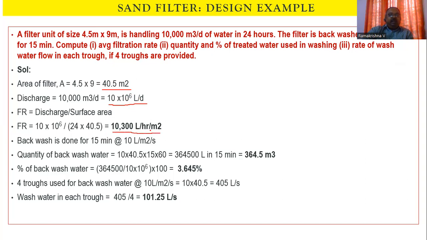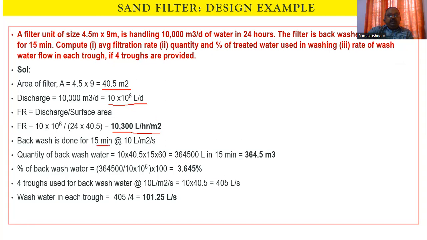10,300 liter per hour per meter square. So first problem is solved. Second one is quantity of wastewater used for washing. How much is the time? 15 minutes. What is the rate? 10 liter per meter square per second.